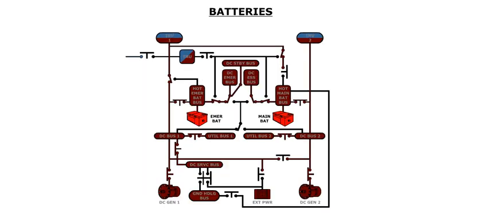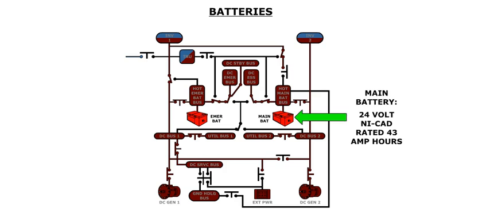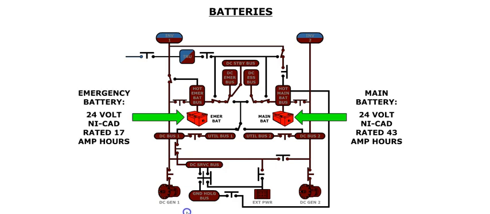There are two batteries on the aircraft. One battery is called the main battery, and the other is called the emergency battery. The main battery is a 24-volt NiCad battery which is rated at 43 amp hours. The emergency battery is a 24-volt NiCad battery that is rated at 17 amp hours.